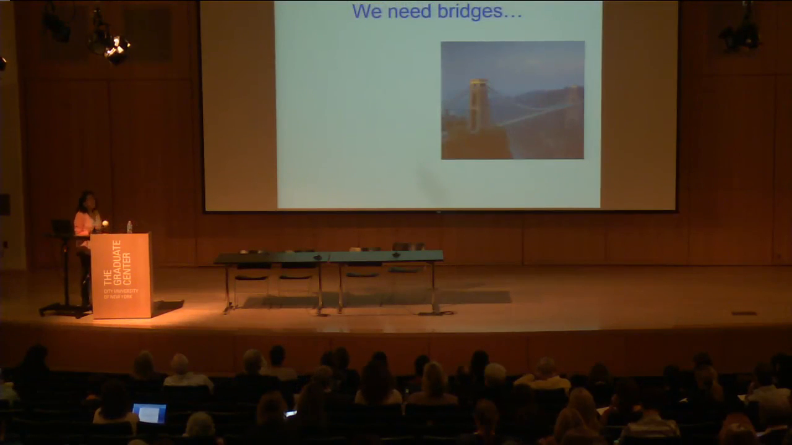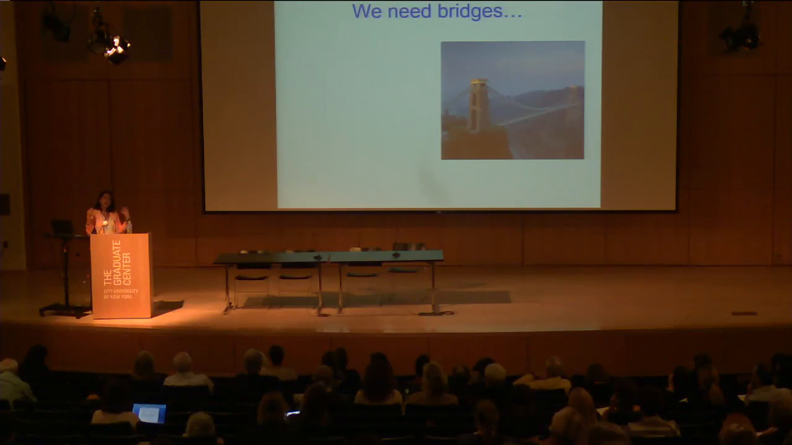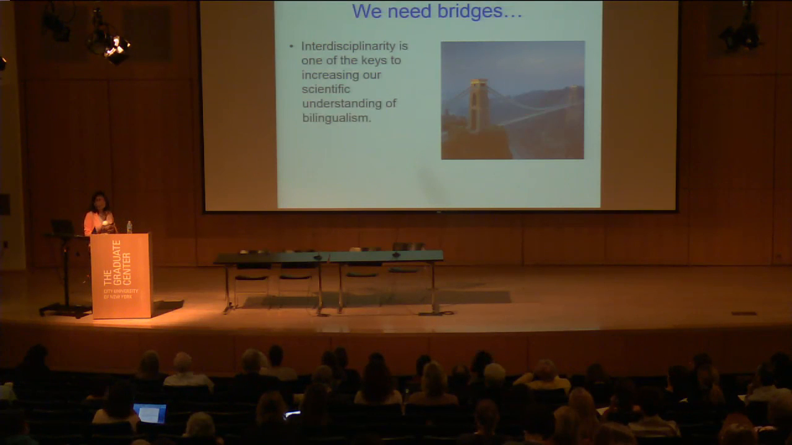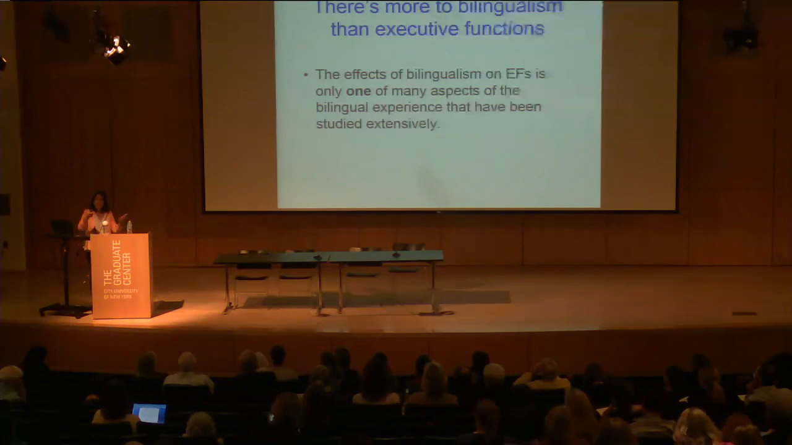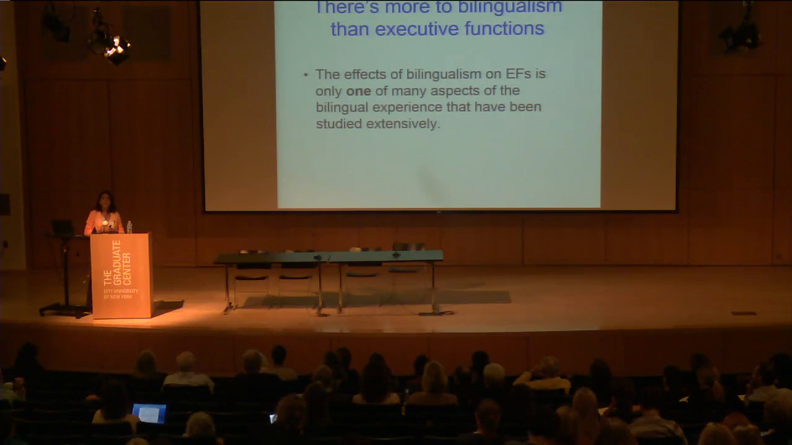So I'm concluding now. I've presented many hypotheses that still need to be tested. I just want to get your reactions about whether these are completely outlandish ideas or whether there is some mileage in this. I think that in general terms, we need bridges. That's why I said at the beginning that interdisciplinary research is definitely the key to improving our scientific understanding of bilingualism. And I'd like to remind you that there's more to bilingualism than just executive functions. We're all in love with executive functions, well, some of us. We are here to discuss executive functions. That's a very important aspect of research, but it's not the only one.